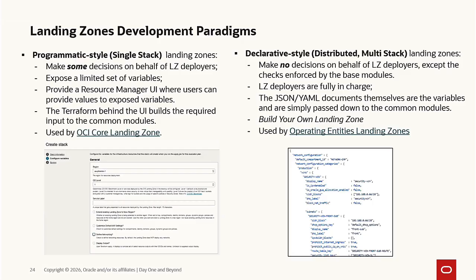landing zone. And the outcome here is the ability to build your own landing zone without having to understand the intricacies of OCI resource types in the OCI Terraform provider. This paradigm, by the way, is extensively used by the operating entities landing zone blueprints. And here on the right-hand side at the bottom, we see a JSON snippet of a VCN declaration.